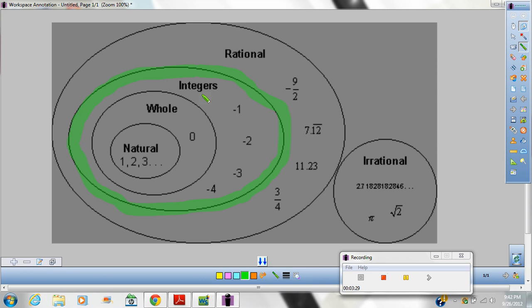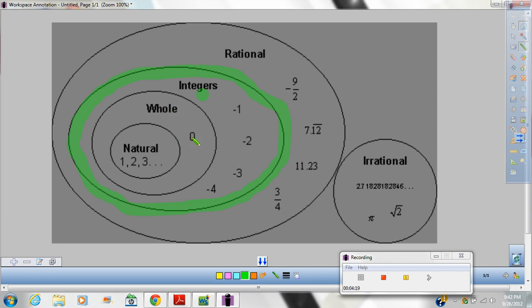Now, here's the toughie questions. Integers include negatives. Notice the definitions over here. Are negatives included with natural numbers? Are negatives included with whole numbers? Nope. So will an integer always be a whole number? No, because if you have -1, that's an integer. It's not a whole number. It's not a natural number.